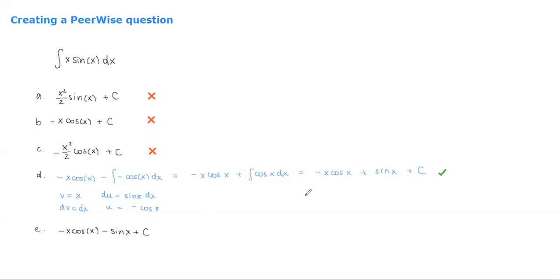So here I'm just going to rewrite this in black. So this is minus x cosine of x plus sine of x plus c.